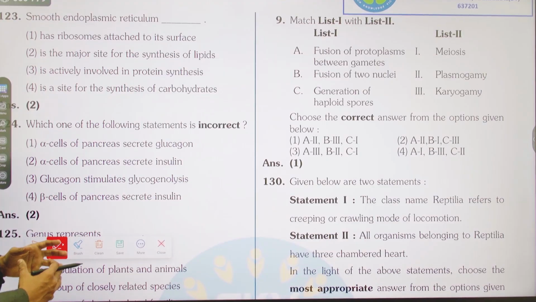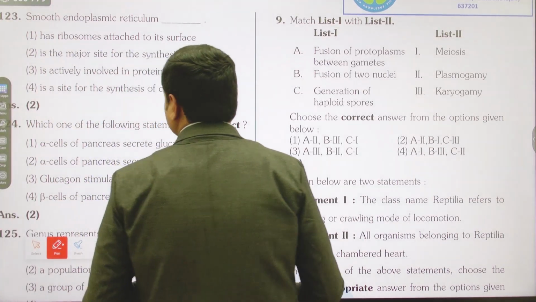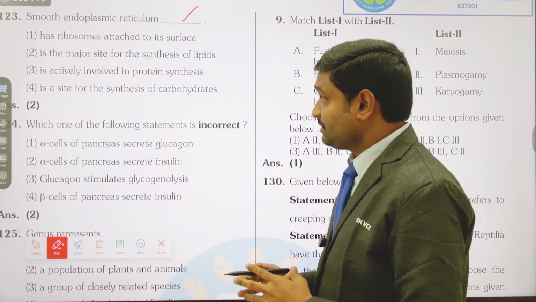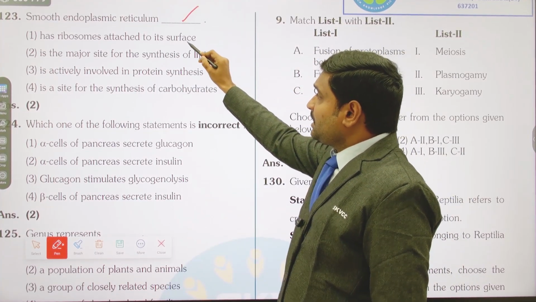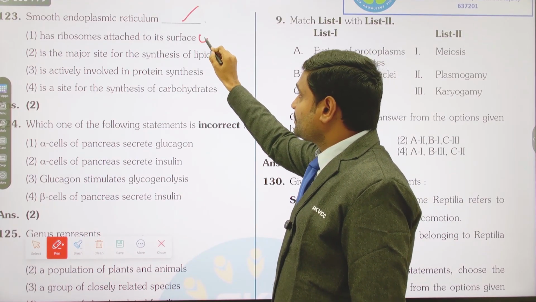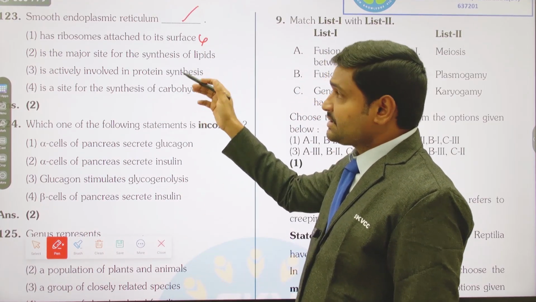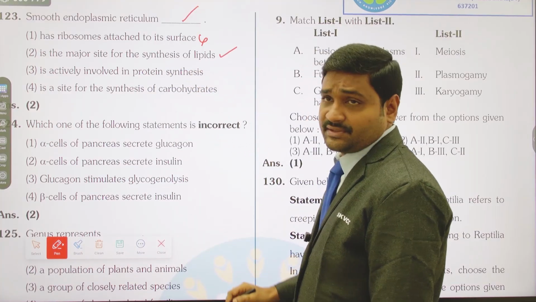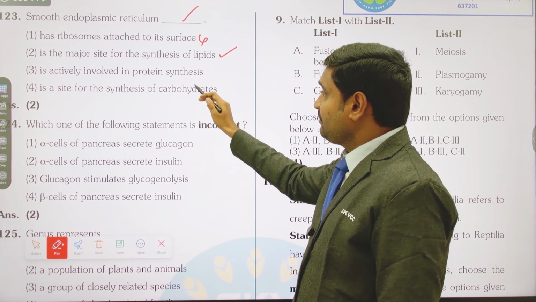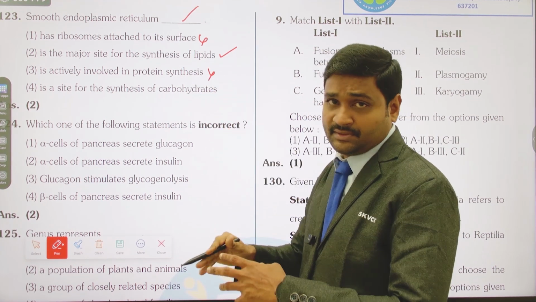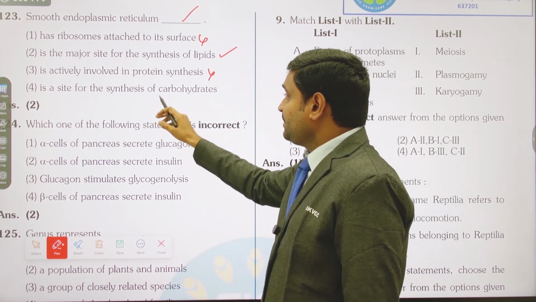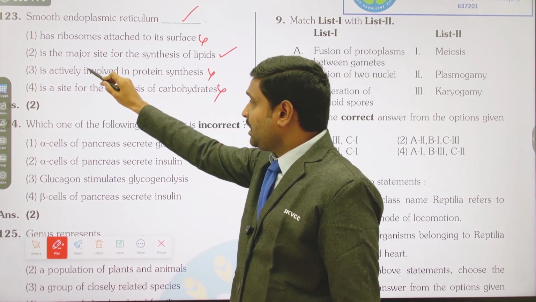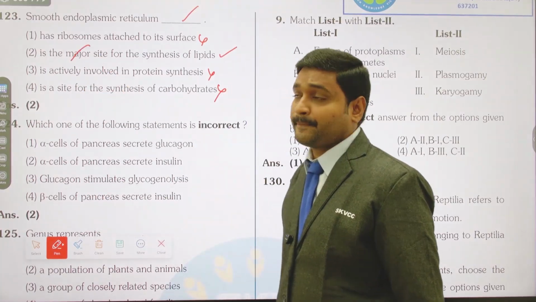And question number 123. Smooth endoplasmic reticulum. Another question from The Cell: The Unit of Life. It has ribosomes attached on its surface? No. If they are attached, that will be rough endoplasmic reticulum. It is the major site for synthesis of lipids? Yes, absolutely true. It is actively involved in protein synthesis? No, because there are no ribosomes. It is a site for synthesis of carbohydrates? No, not at all. So option number 2 is the correct option.